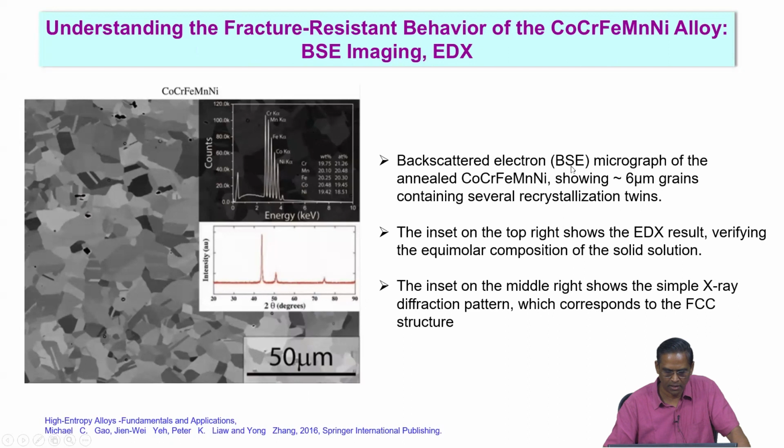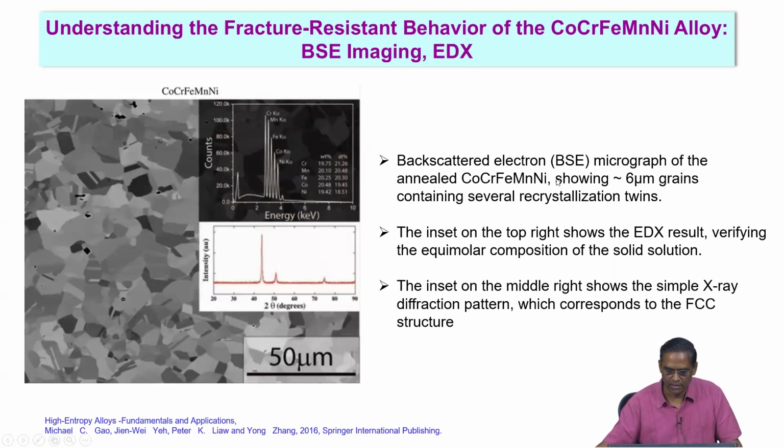What is a backscattered electron image? It is sensitive to atomic number, and the heavier the atomic number, the better the contrast. Right? So that information you know at least.